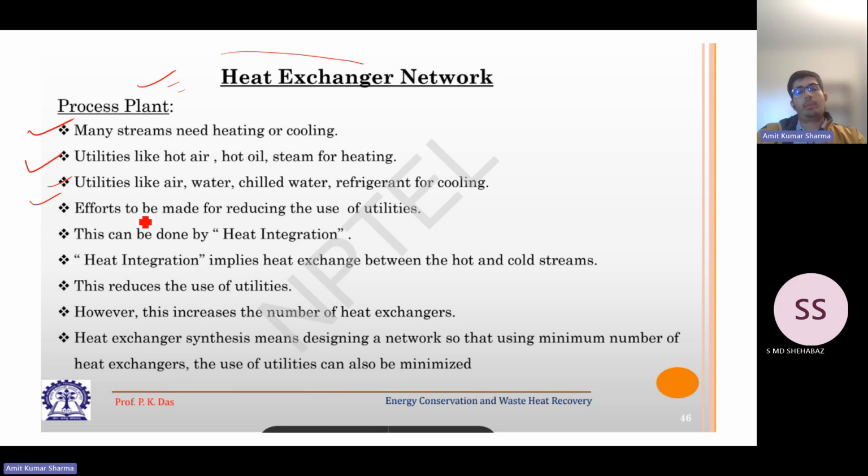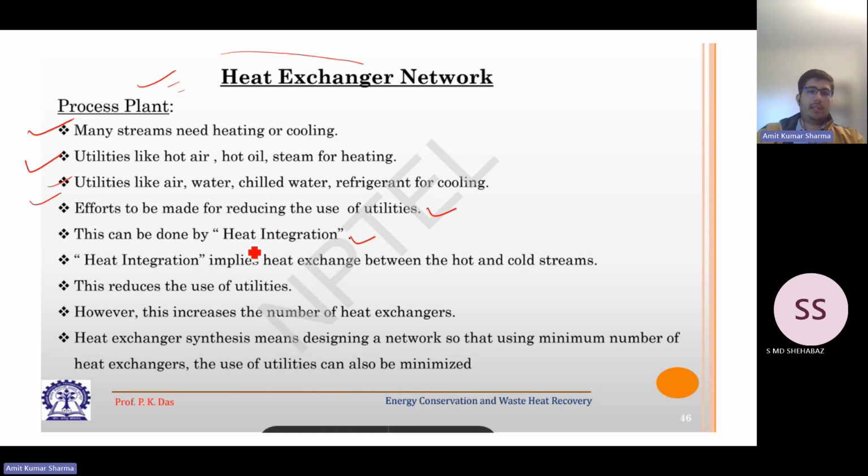Now the efforts are to be made for reducing the use of utilities. So we try to reduce the number of utilities, or design a network in which the heat exchangers can directly interact and supply the exhaust heat to increase the inlet temperature. This can be done by heat integration.